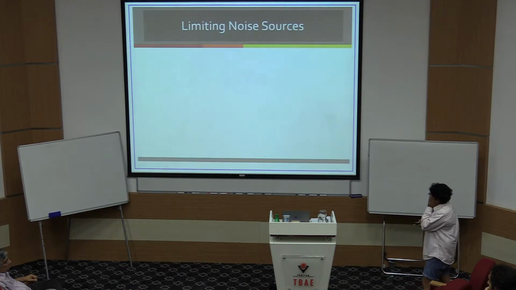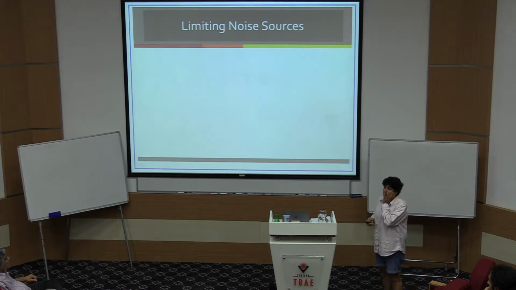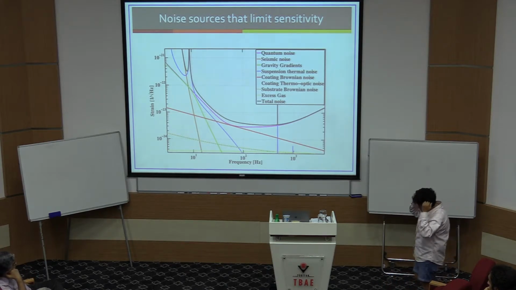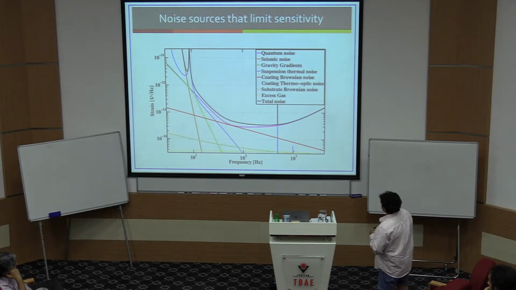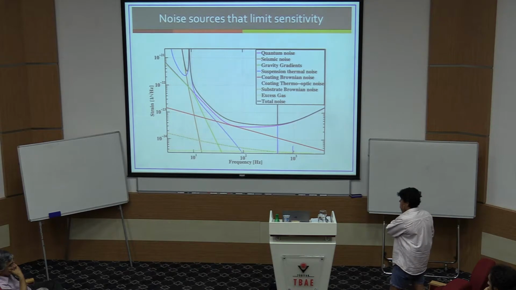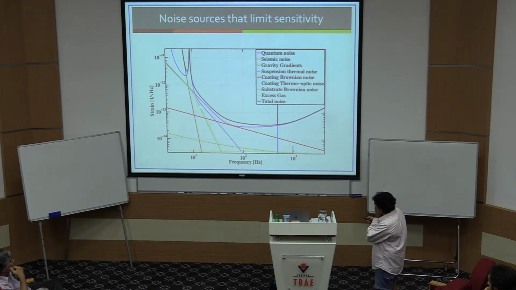Okay? All right, so now we come to the discussion of limiting noise sources. Let me show you this plot. It's a bit busy, but let me assure you this is only a fraction of the whole story, and I'm not going to bore you with the remaining fraction. Now you're very used to seeing this. This is just the amplitude spectral density of strain. This is the design for advanced LIGO.